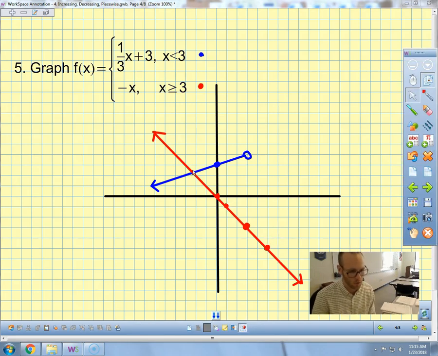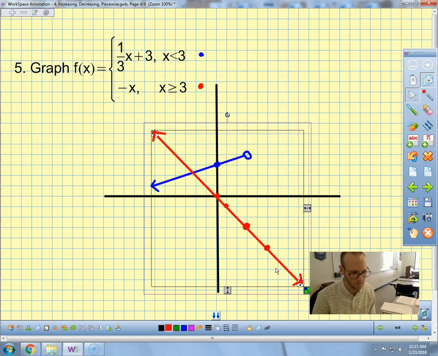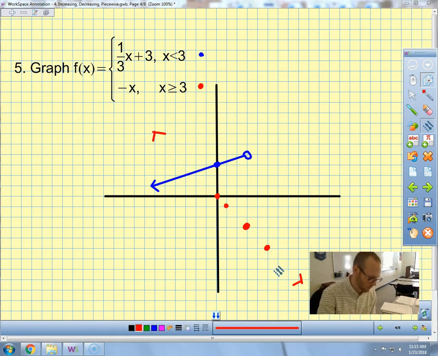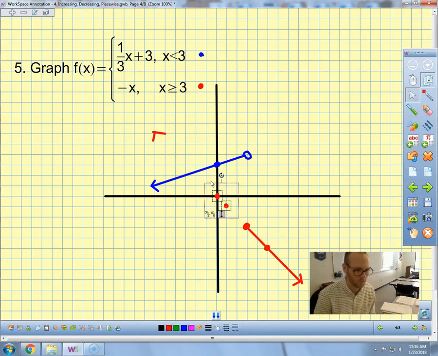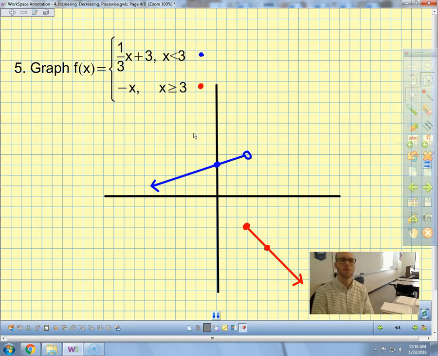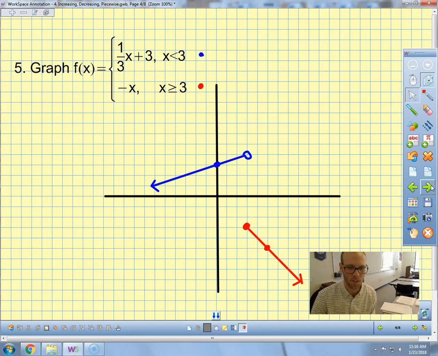I would just erase this, but I don't want to accidentally erase my blue line. So I'm going to start at 3 and go that way. There we go. That's our piecewise function's graph. Isn't that cool? We get to follow this line up to 3, but right when we hit 3, we jump down to that point and we follow that line. Let's look at another one.